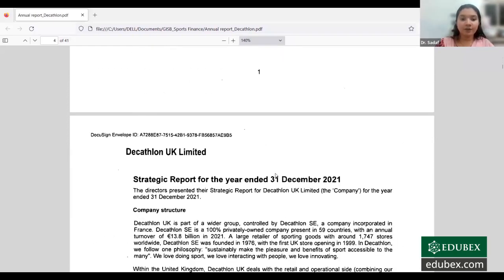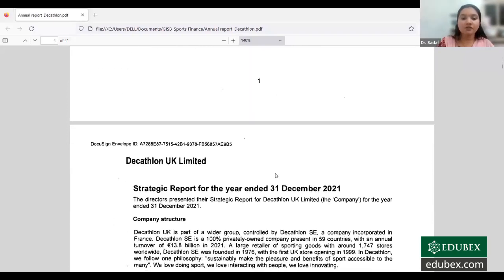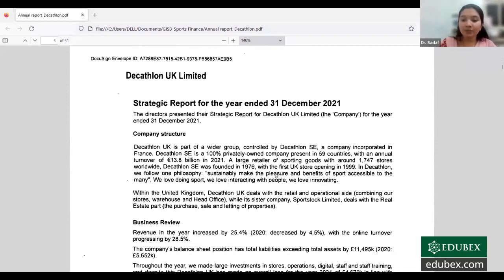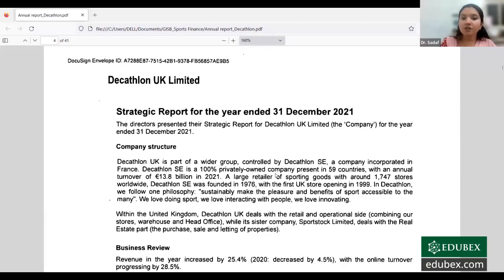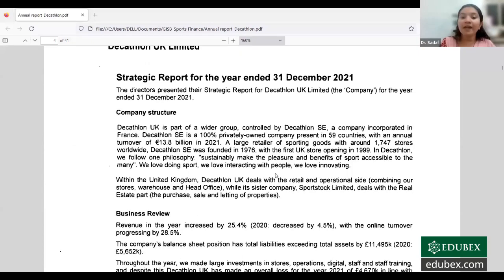So let's have a look. Yeah, so you see here, this is the strategic report. So it speaks about the company structure, when it was formed, etc., when it was registered, what type of company it is. So right now, Decathlon is a privately owned company.